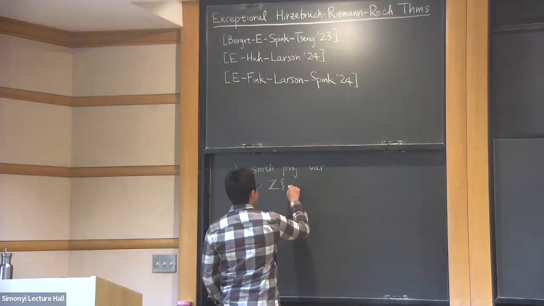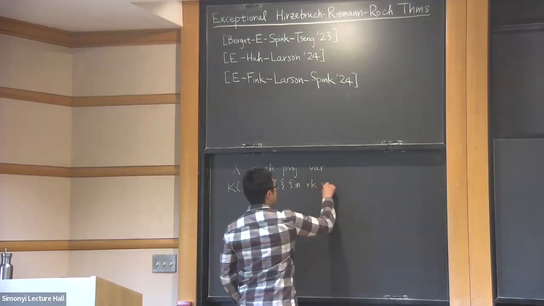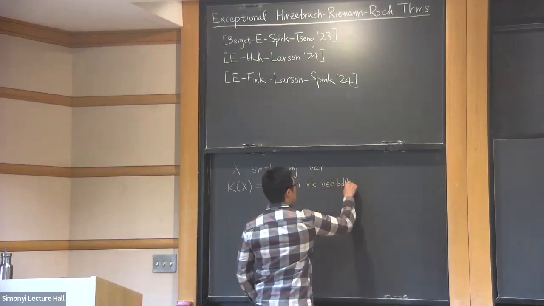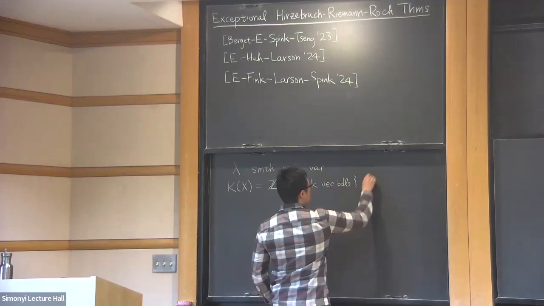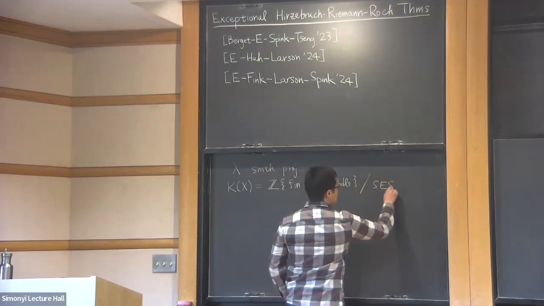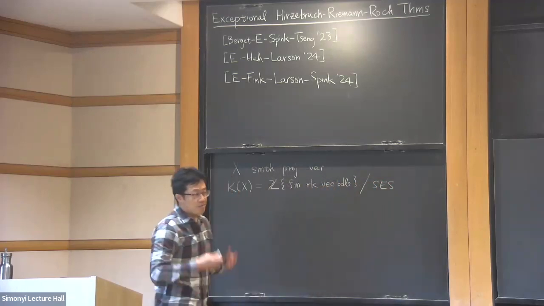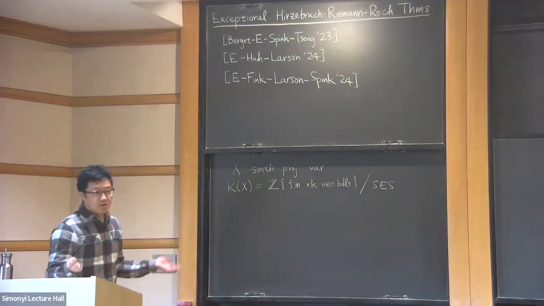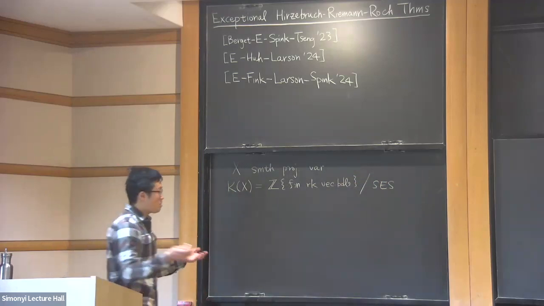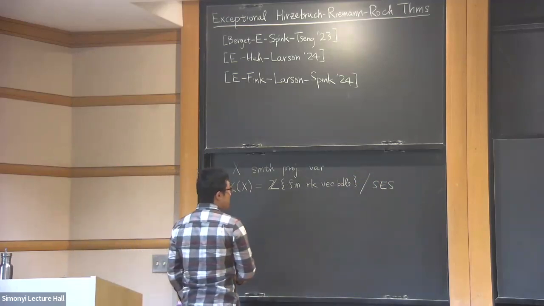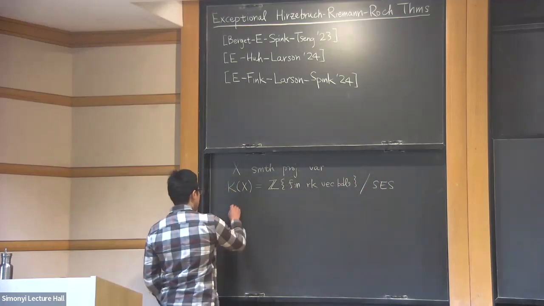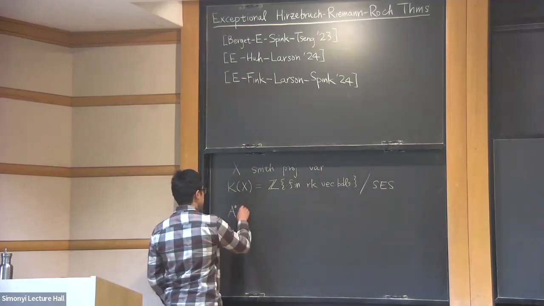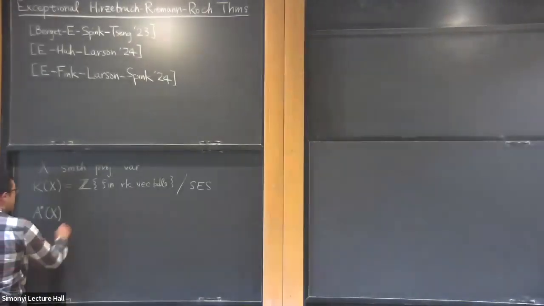So what is this? This is finite rank vector bundles on X modulo short exact sequences. Whenever I have a short exact sequence, the outer two things sum to the middle. So that's the K-ring. And then there's the Chow ring, that I'll denote as A(X).